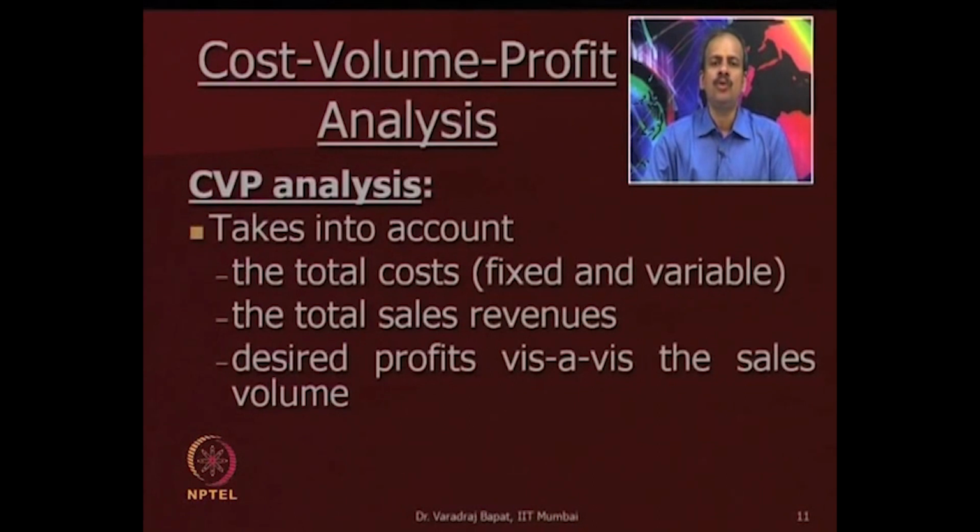Now, let us come to what is the main topic, that is CVP analysis. In CVP analysis, there are three components which are studied. One is the cost, which is divided into fixed and variable cost. The other is the revenue, and the net result is a profit. And as the sale volume changes, the profit changes. Those changes are studied. That is why it is called cost, volume and profit analysis.